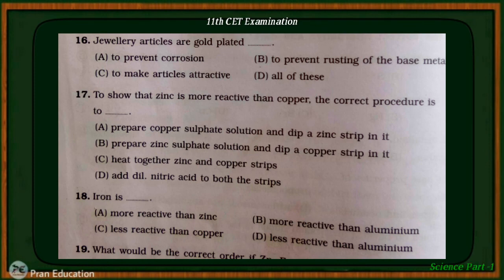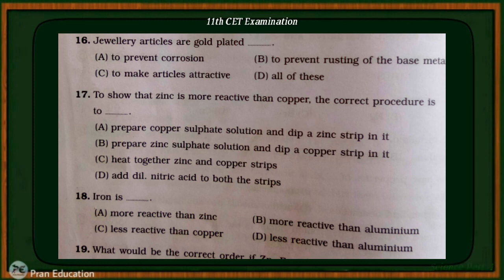16th. Jewelry articles are gold plated dash. Options: A. To prevent corrosion, B. To prevent rusting of the base metals, C. To make the article attractive, D. All of these. The correct option is option D. All of these.